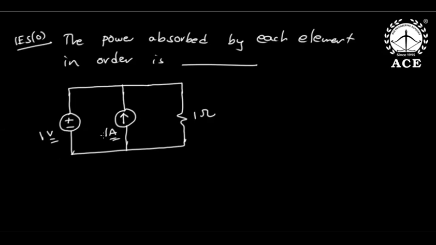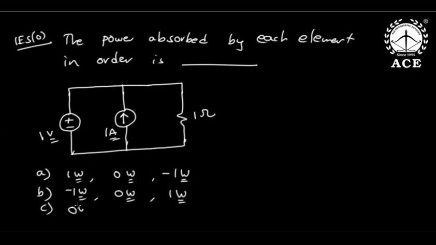The options are: option A, 1 watt, 0 watt, minus 1 watt. Option B, minus 1 watt, 0 watt, 1 watt. Option C, 0 watt, minus 1 watt, 1 watt. And option D, 0 watt, 1 watt, minus 1 watt. In order means the arrangement of the elements: the power absorbed by each element in order, left, middle, right. These are the options. Take the correct option, everybody. One minute.